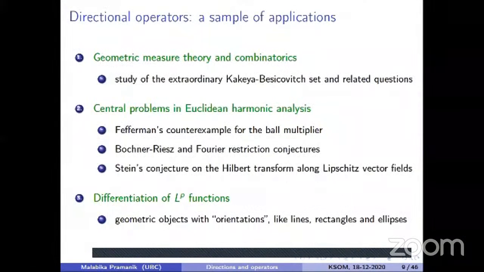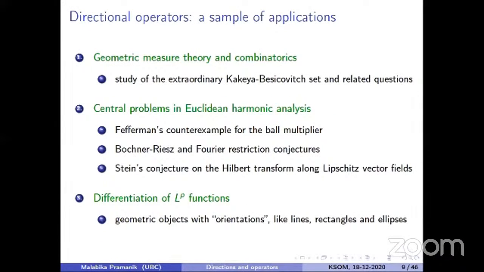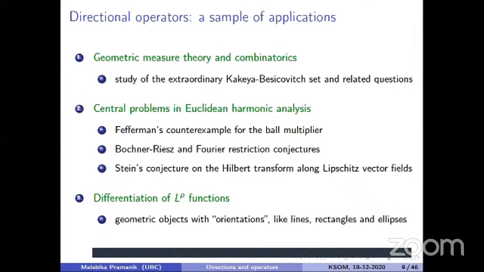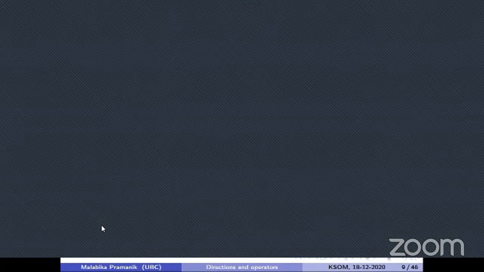They are the primary tools in many central and often open problems in harmonic analysis. They arise, for example, in Fefferman's counterexample for the ball multiplier, in Bochner-Riesz means and Fourier restriction conjectures, and in Stein's conjecture for the Hilbert transform along Lipschitz vector fields. They appear in differentiation theorems, especially over geometric objects that have orientations like lines, rectangles, and ellipses.